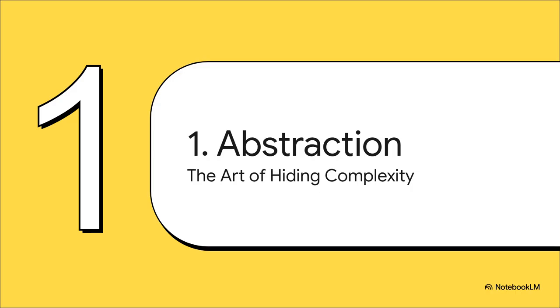Okay, our first great idea is abstraction. Honestly, this is the secret sauce that lets us build systems that are mind-bogglingly complex without our heads exploding. The whole trick is creating layers, where each layer only needs to worry about talking to the one right above it and the one right below it, hiding all the messy details.